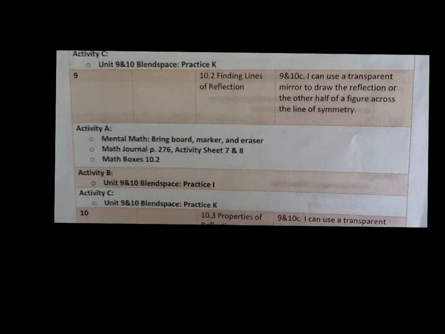Today for our lesson, make sure you filled in the date. We already did mental math, so that should be checked off. With your math partner, you're going to be doing those two games on activity sheets 7 and 8 and answering the question on journal page 276. And you'll make sure you finish math boxes 10.2. Then if you get done with that, activity B will be units 9 and 10 blend space practice I, and activity C will be units 9 and 10 blend space practice K.